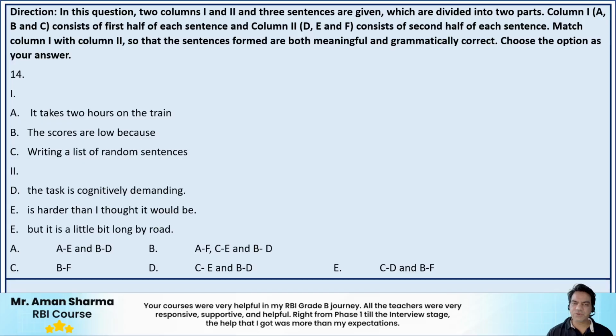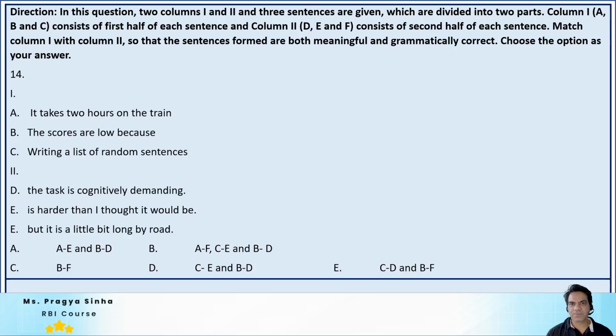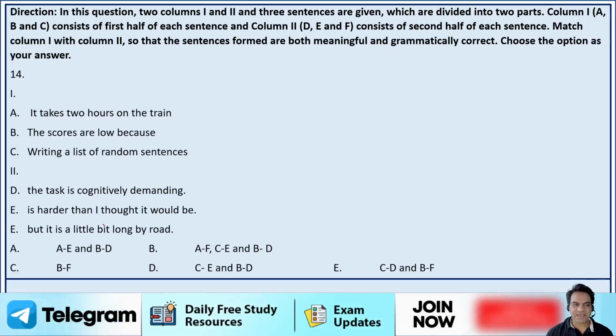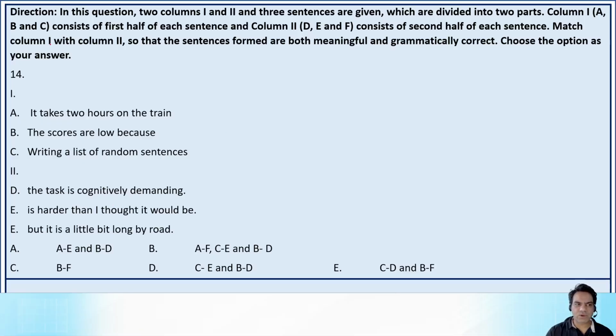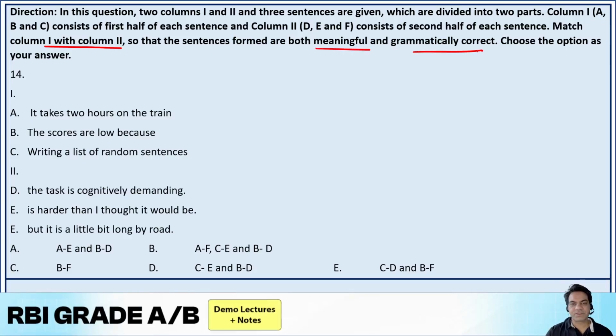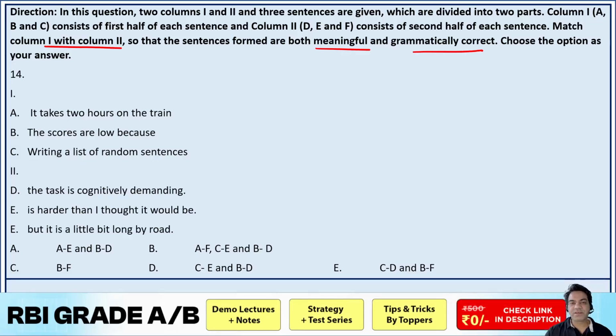Now we have to match the columns. So guys, this is a new type of question. What you have to do is, you are given three sentences which are broken into halves. The first half of these sentences is given in column 1, and the second half is given in column 2. We have to match column 1 with column 2 so that the sentences formed are both meaningful and grammatically correct. So let's look at the options, guys.